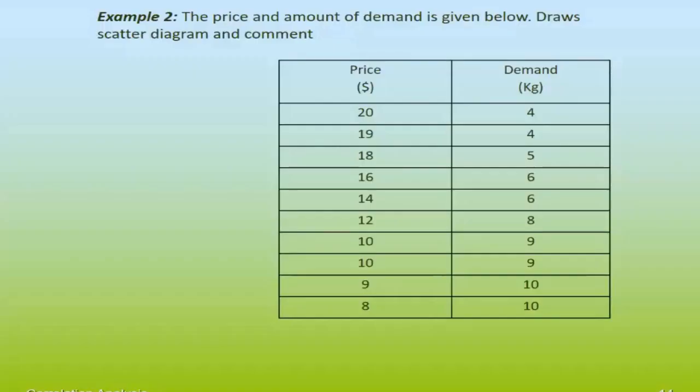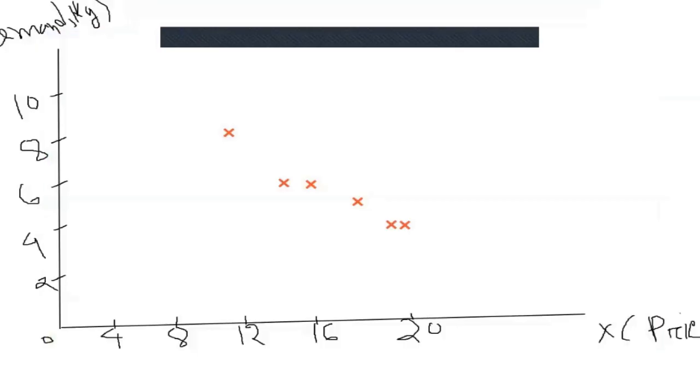For the price of 10, demand is 9. When the price is 10 again, demand is also 9. Okay, let me check. For 10 it will be 9, here between.